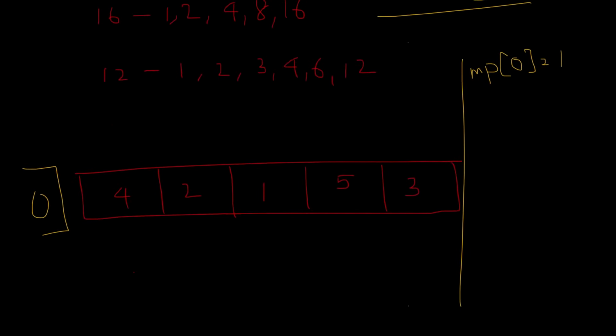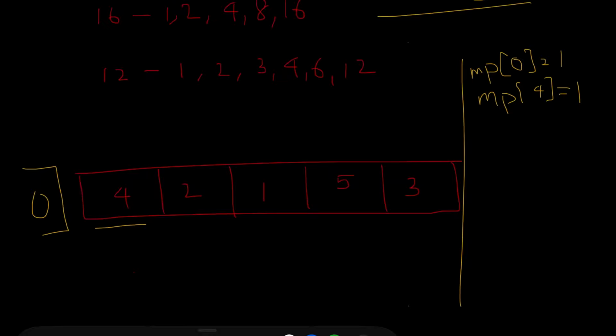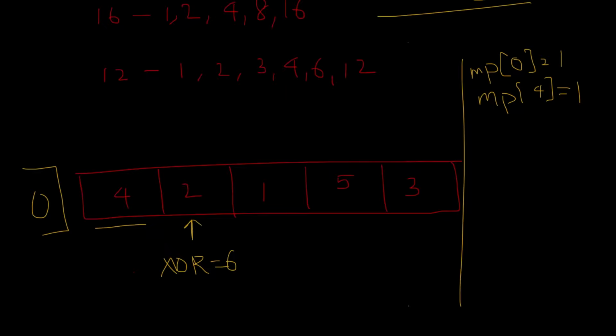So similarly, we'll come at 2. Now also here MP of 4 is 1, so we'll write here MP of 4 is 1. Whenever we are coming at 2, first of all we'll check with 0. The XOR value will be 4 XOR 2, so the XOR value will be 6, up to this point.